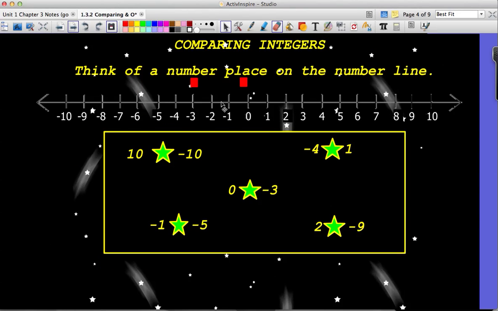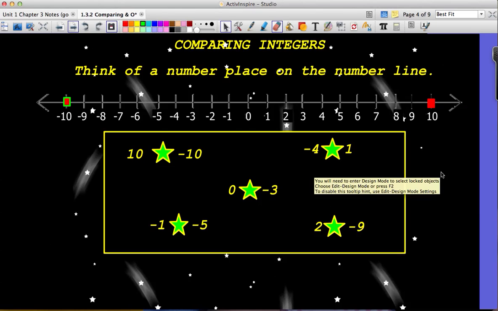Alright, so when we're comparing integers, sometimes it's easy to start off by just thinking about a number line. So if I'm looking at 10 and comparing it to negative 10, if I take one of my squares, and let's see if we can't make this green instead. That'll work. So if I have negative 10 and I'm comparing it to 10, if I look here, I see that negative 10 is to the left of positive 10. Well, if you think of a number line, when we go up the number line, our numbers get larger. So the further right we go, the bigger the number gets. The further left we go, the smaller the number gets.